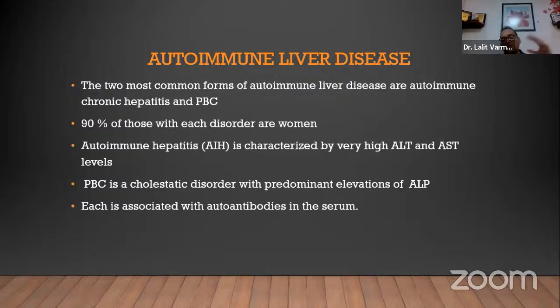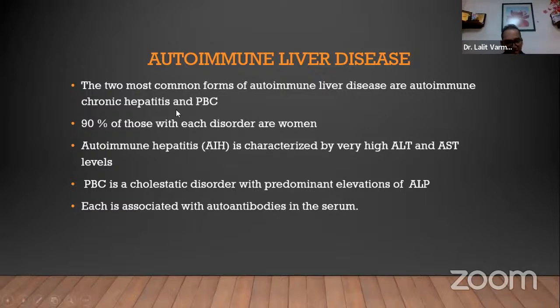Now, that was hemochromatosis, neonatal liver disease. The ones that start by the 4th, 5th, or 6th birthday are your autoimmune liver disease, and sometimes they are picked up in the 2nd decade of life. The two most common forms of autoimmune liver disease are autoimmune chronic hepatitis and PBC, which is primary biliary cirrhosis. 90% of those with each disorder, sadly, are women.